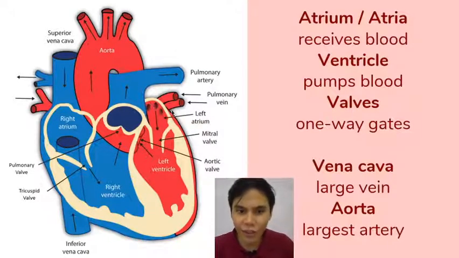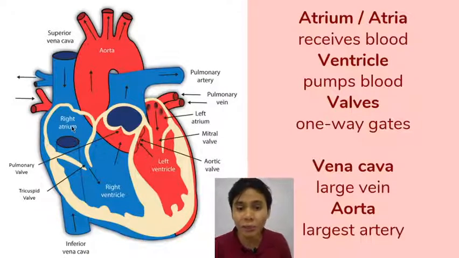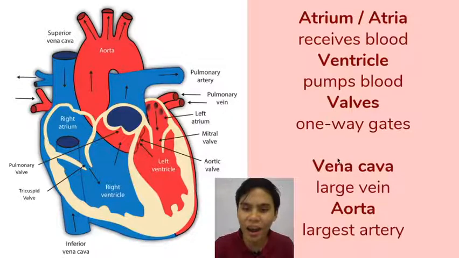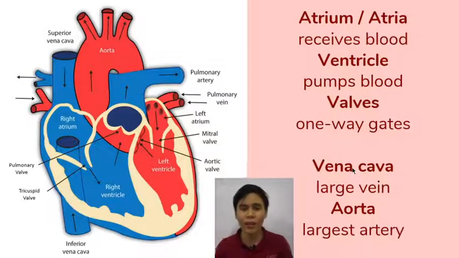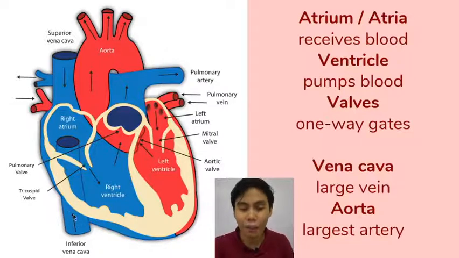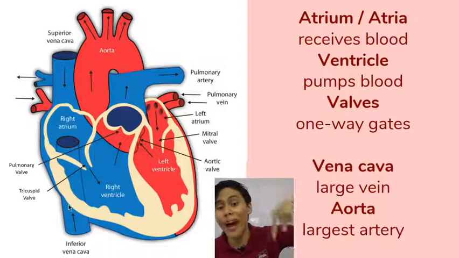So the right atrium and the left atrium, they receive blood from outside the heart. The right atrium receives blood from the biggest veins in the body. We call them the vena cava. These are very large veins. We have two types, the superior vena cava over here, and the inferior vena cava down below. So superior and inferior don't mean that one is better than the other. It just means superior is coming from up top and inferior is coming from down below.